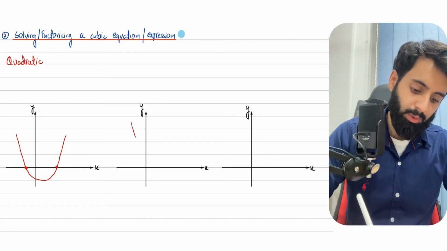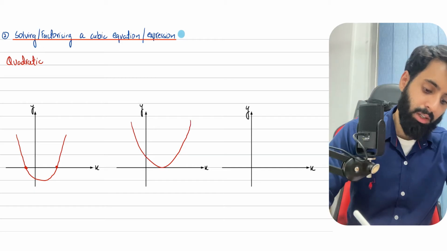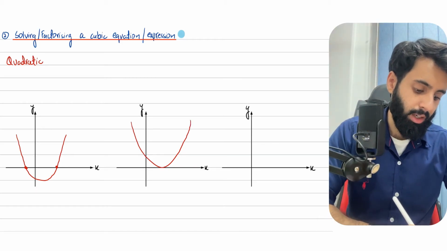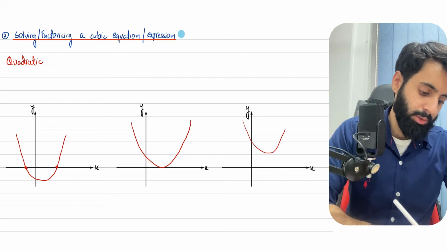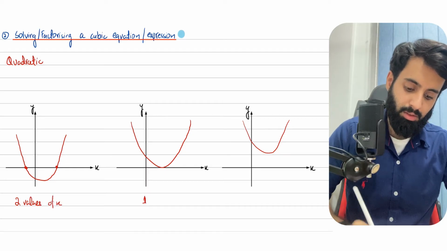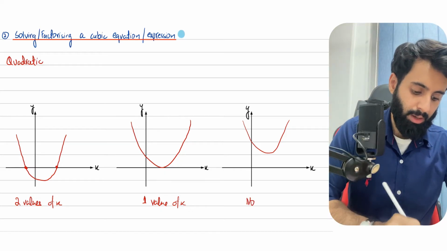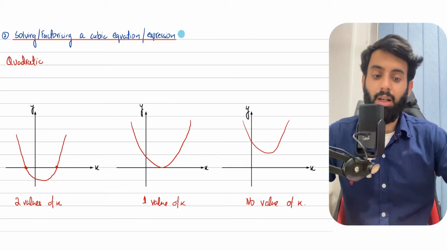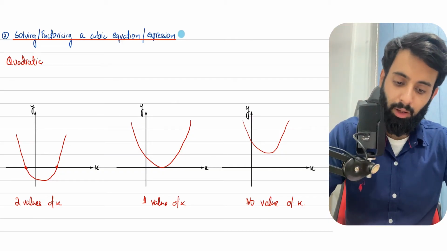That is why in some cases we have two answers, because a quadratic curve can cut the x-axis at 2 points. In some cases we just have one answer, because a quadratic curve could also be tangent to the x-axis. Or in some cases we have no answers at all. So in some cases you have two values of x, in some cases just one value of x, and in some cases absolutely no value of x. But that's what happens when you have a quadratic curve.